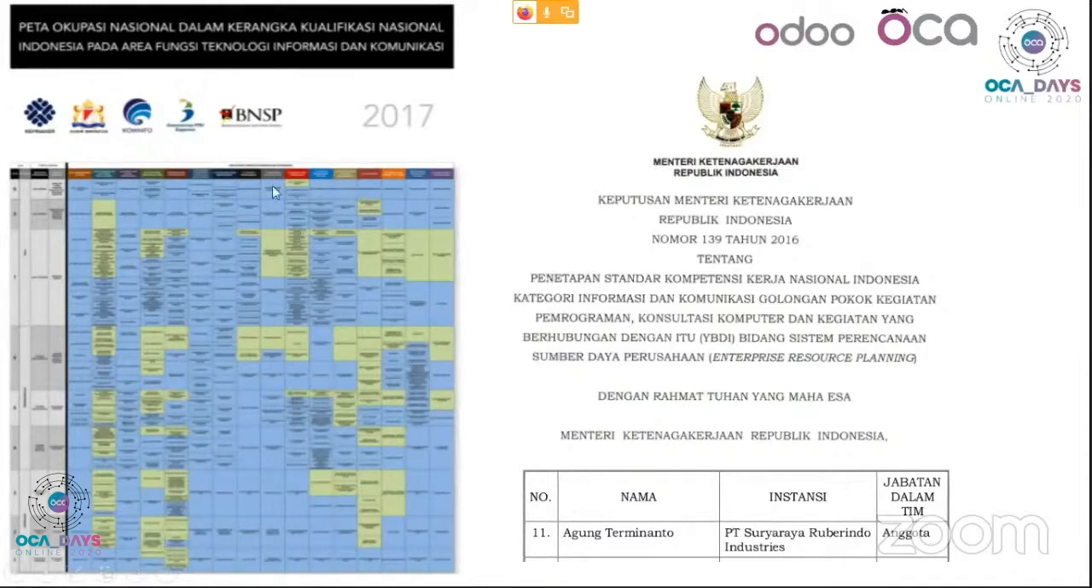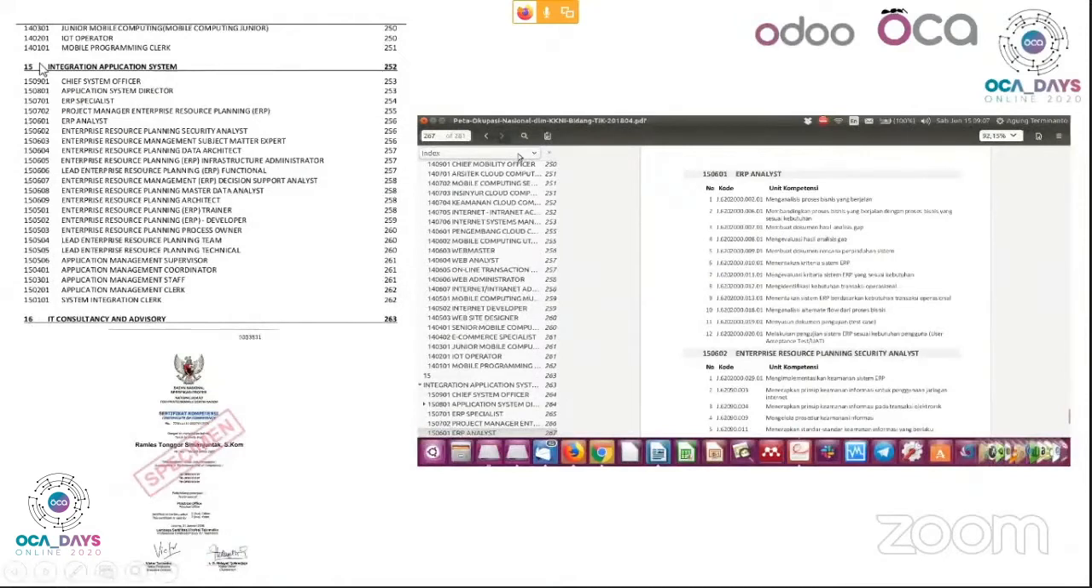Special in IT, there are various streams, many streams. There is the enterprise resource planning, and I am one of the compilers of this standard. In stream 15, there is a stream for integration application system. There are all job titles in enterprise resource planning for the system integration part, application management staff, etc. And there is ERP analyst, and then at the top is the chief system officer.